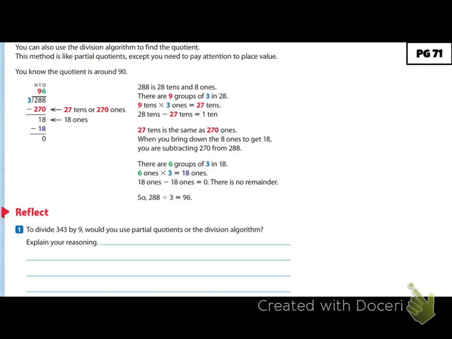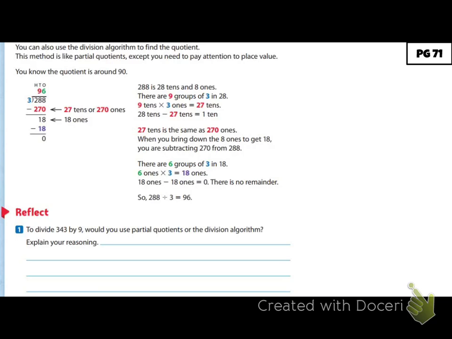So we're going through our normal division process. 3 goes into 28 9 times. 9 times 3 is 27. And then we subtract and get 1, and we bring down our 8. So we have 18. 3 goes into 18 6 times. 6 times 3 is 18, and we get our 0, so that we know that 288 divided by 3 is 96.